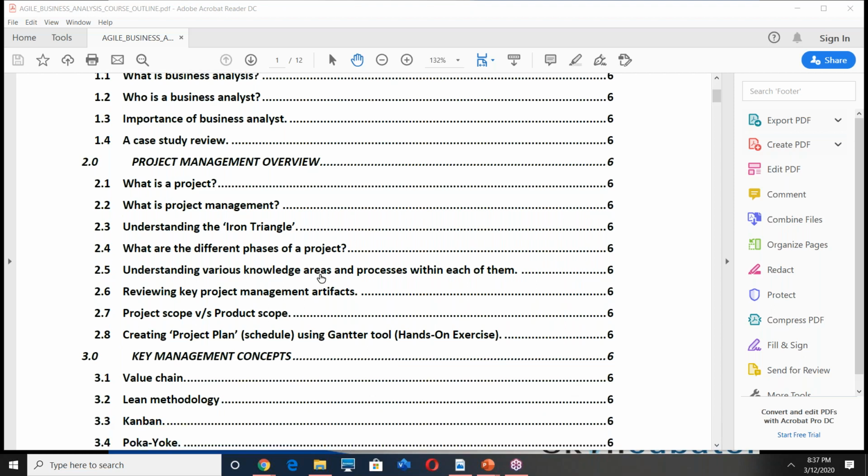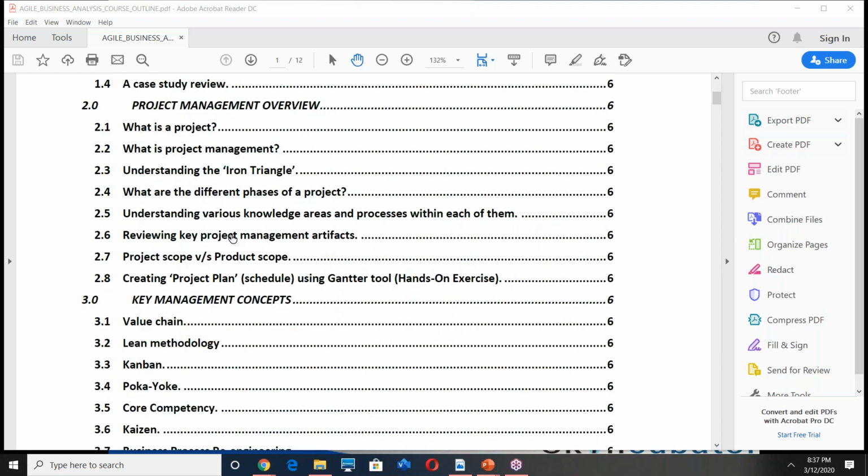We'll talk about the phases of a project, the different knowledge areas within each of these phases, and the key processes. We'll also understand some of the key project management artifacts, like the project management plan, project schedule, and project scope document. We'll also talk about the risk register and many more.